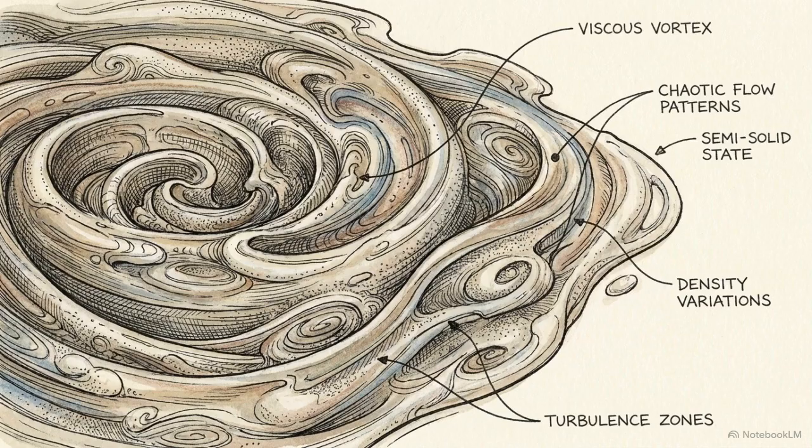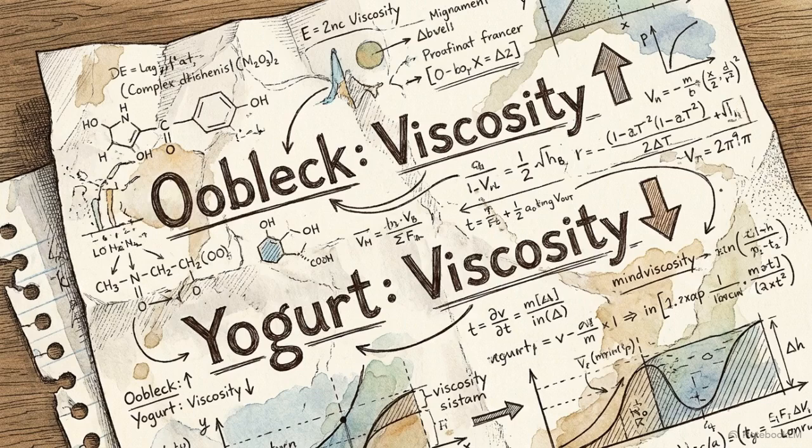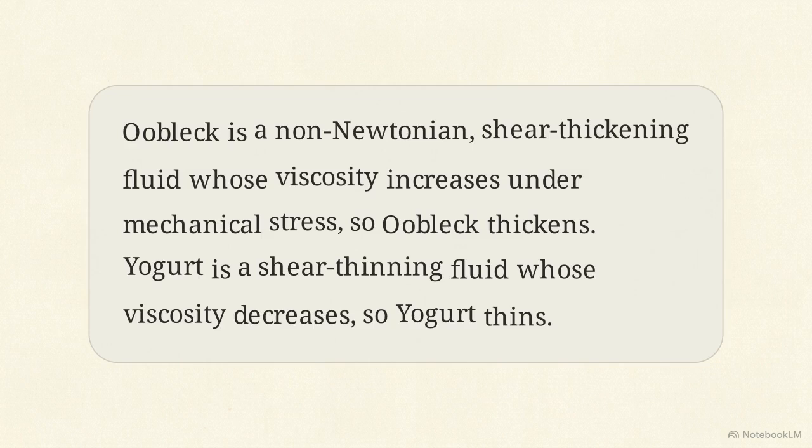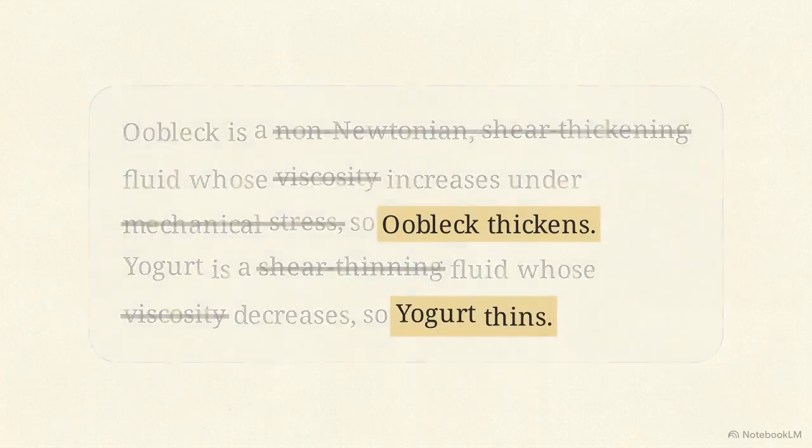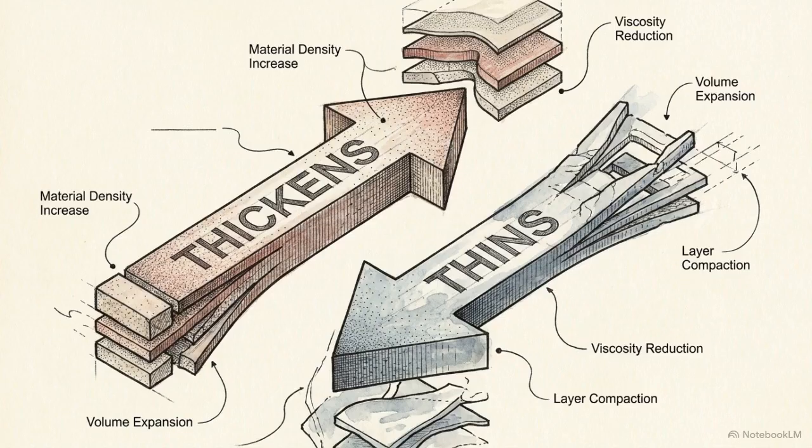The fourth case study involves Non-Newtonian fluids, a study in psychological distraction. The prompt provides a set of student notes. They state that a substance called oobleck thickens when stirred, whereas yogurt thins when stirred. Believing the question required advanced science, students wasted precious time hunting through the options for complex terminology, like shear thickening or viscosity. But the prompt only asked you to emphasize a contrast.